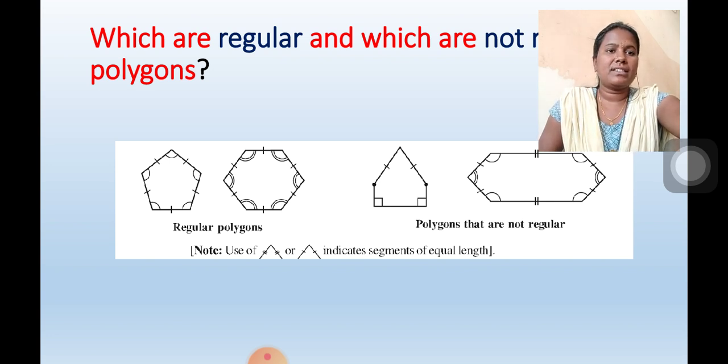And in the second set, only two sides are equal, two angles are equal, but all the sides and all angles are not equal. And in the next figure, only the opposite sides are equal and some adjacent sides are equal. Therefore, these are the polygons that are not regular. Okay.